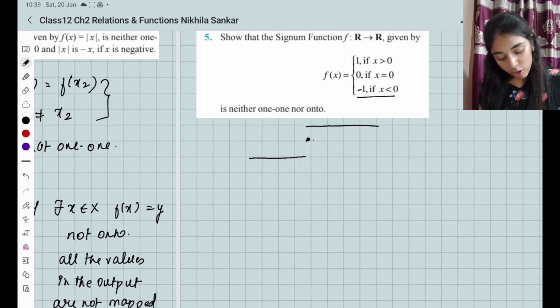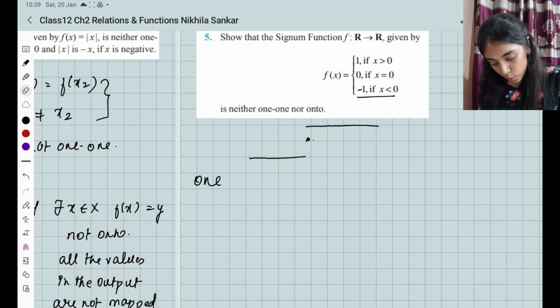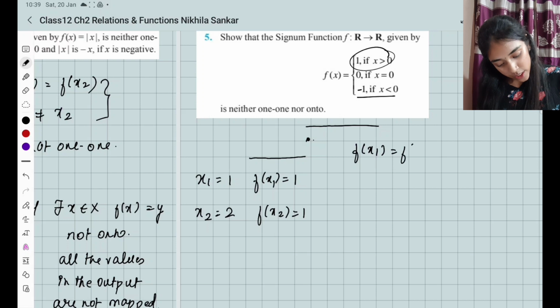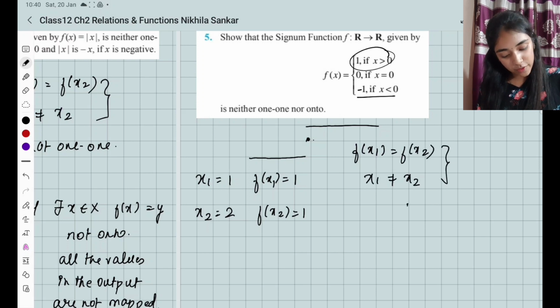So, how do we prove this is one-one? When you talk about the one-one case, let me first write the example. So, for example, let me take the case x greater than 0. If x1 equals 1, I have f of x1 equals 1, because x is greater than 0. When x2 equals 2, I have f of x2 is also going to be 1. So, what do I see? I have f of x1 equals f of x2, but x1 is not equal to x2. So, from this condition, I can say that this is not one-one.